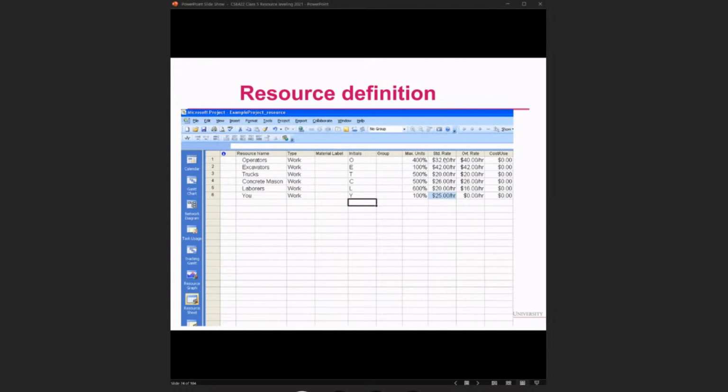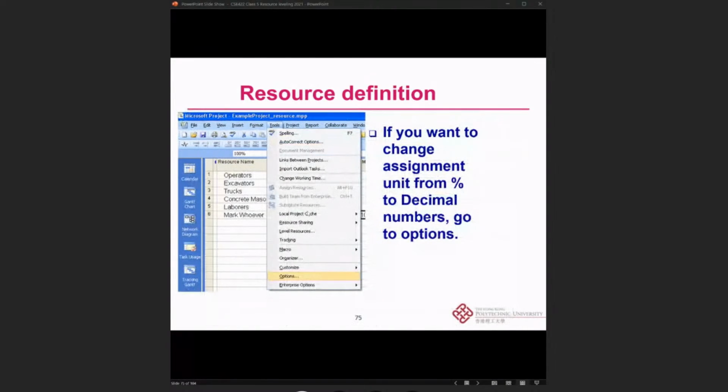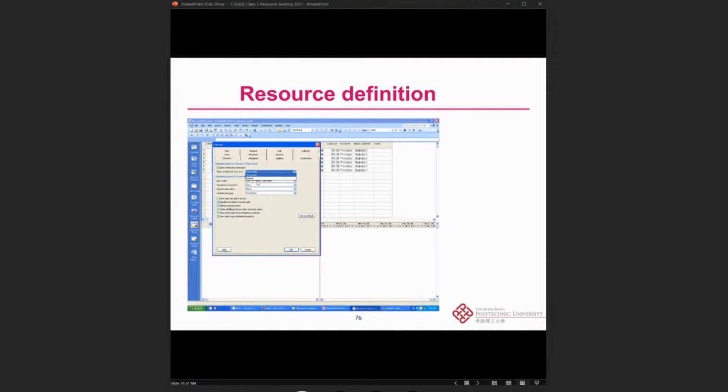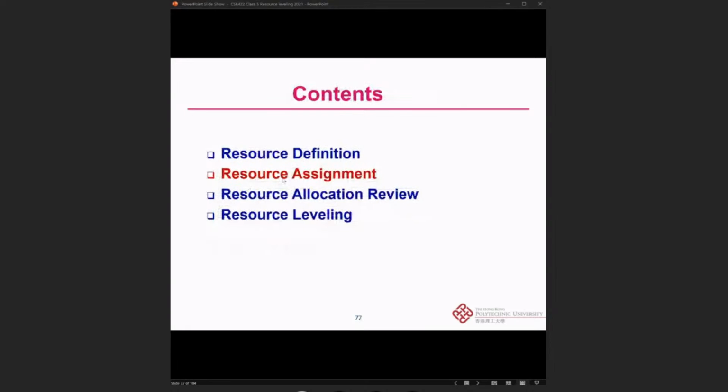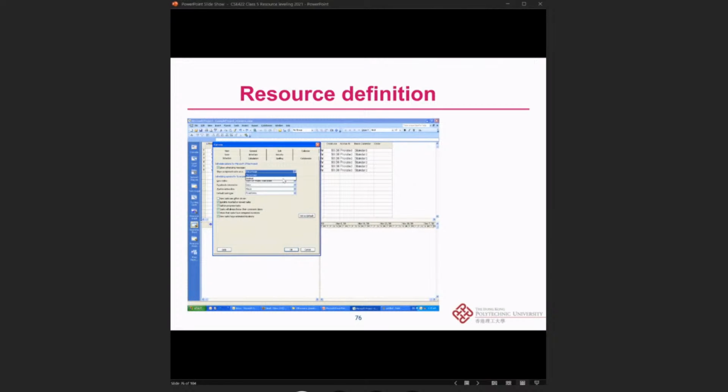Okay, all right. You have the units, the standard rate, and the cost per use that you can check. So initially, what we need to do is input all the resources you are going to assign into your project. Okay, here are some examples including the workers and also the equipment. And if you want to change the assignment unit from percentage to decimal numbers, you can go to the options. We can just change it, because the default setting is percentage, but decimal will probably be a bit easier to read if you want.